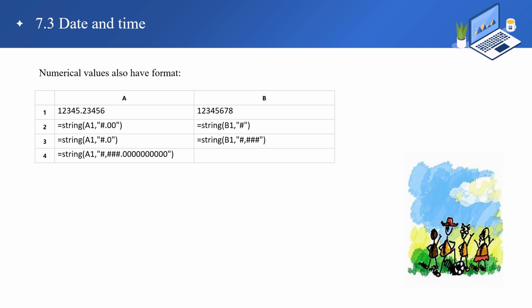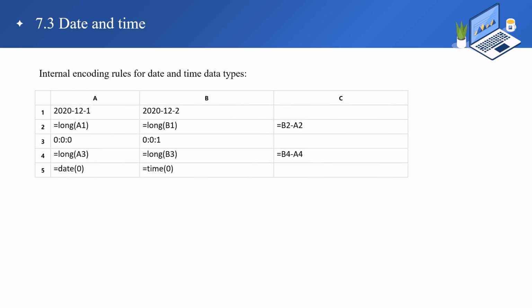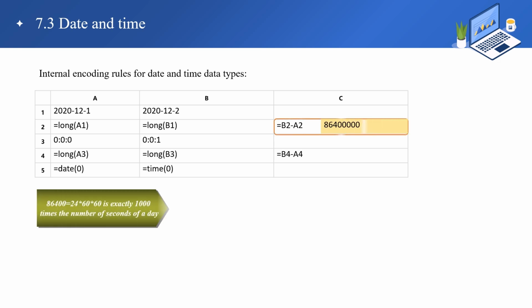Just try it yourself. As we said earlier, there are only numbers in the computer, and other data types are actually numbers by some kind of coding. For example, the string in SPL is encoded by Unicode, so how is the date and time encoded? The internal codes of date and time data types are long integers. Let's observe their rules. First observe C2, two dates with a difference of 1 day. After converting to long integer, the difference is 86,400,000. What is this number?